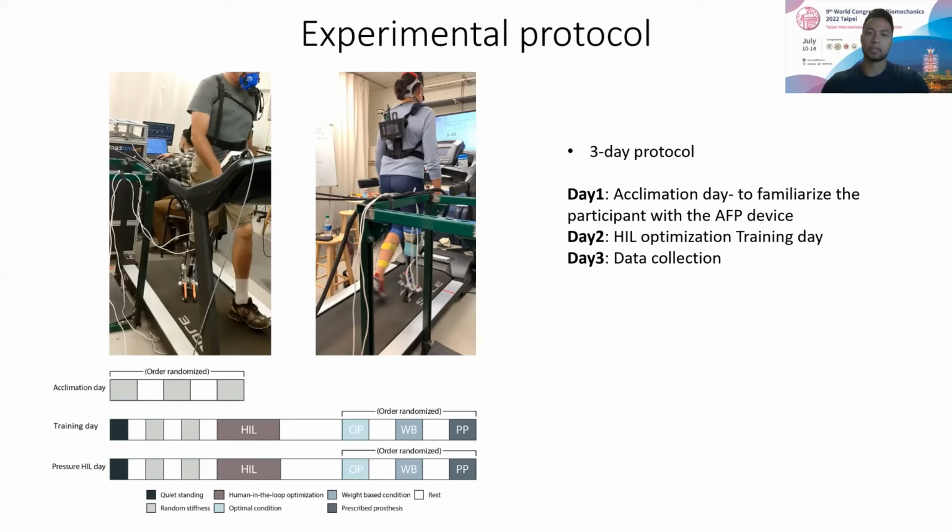Day 2 is the human in the loop optimization training day. It's a training day in the sense that we go through the entire optimization scheme, but we don't collect or analyze the data. It's just used for the subject to be trained. Day 3 is the data collection. We do the same exact optimization, but now we collect the data and analyze. The demographics of our two pilot study subjects were age 38 and 59, male and female, weight 95 kilos and 60 kilos respectively.